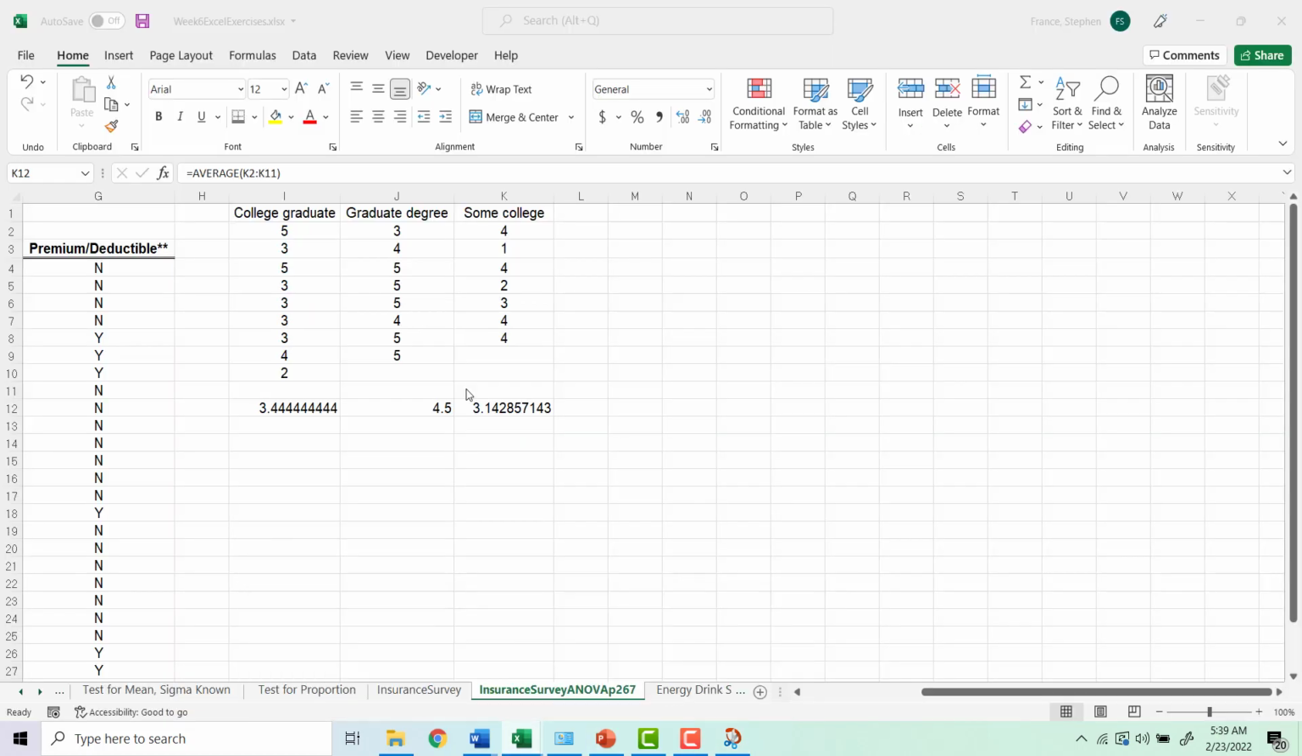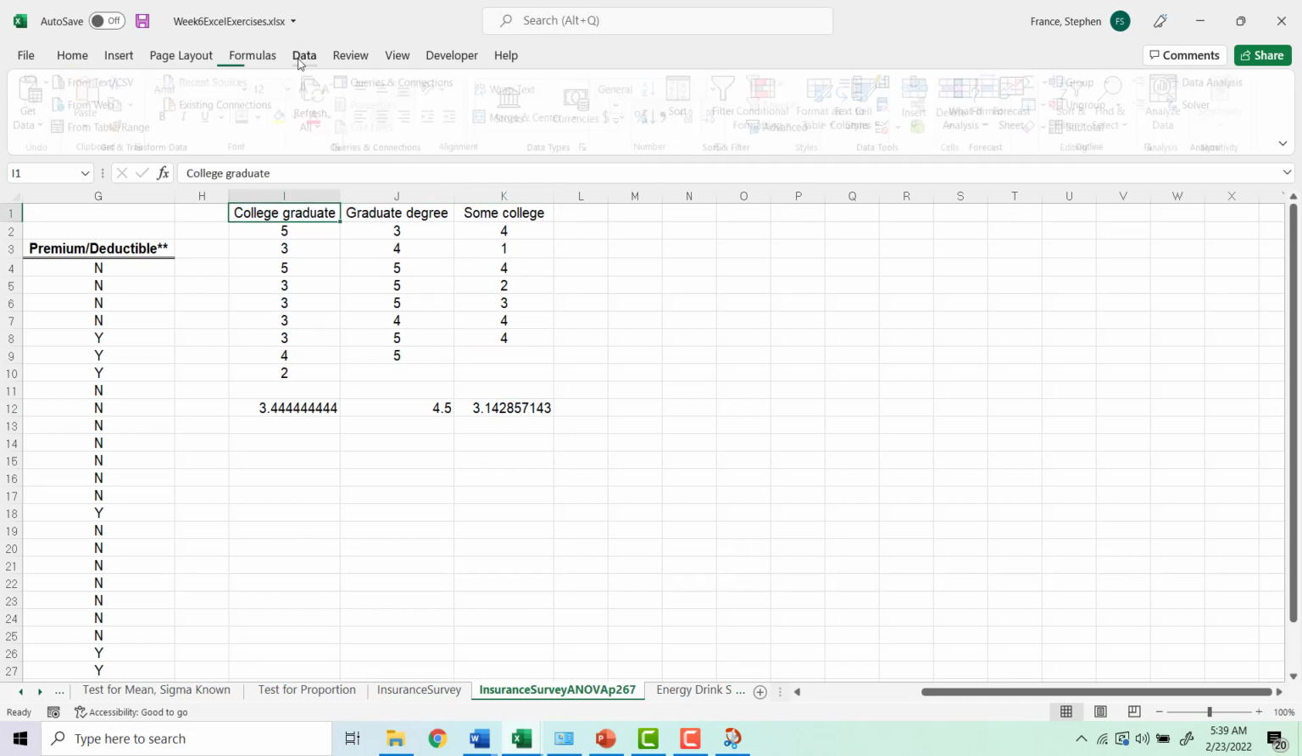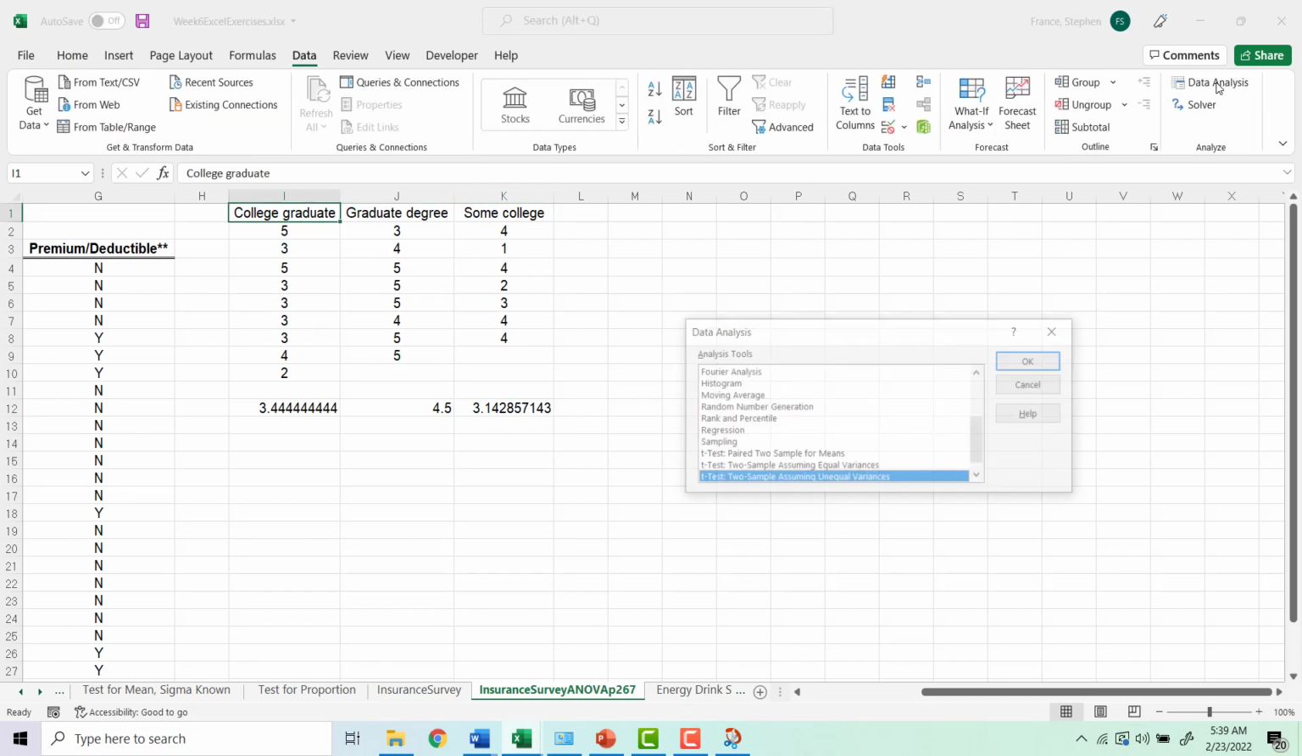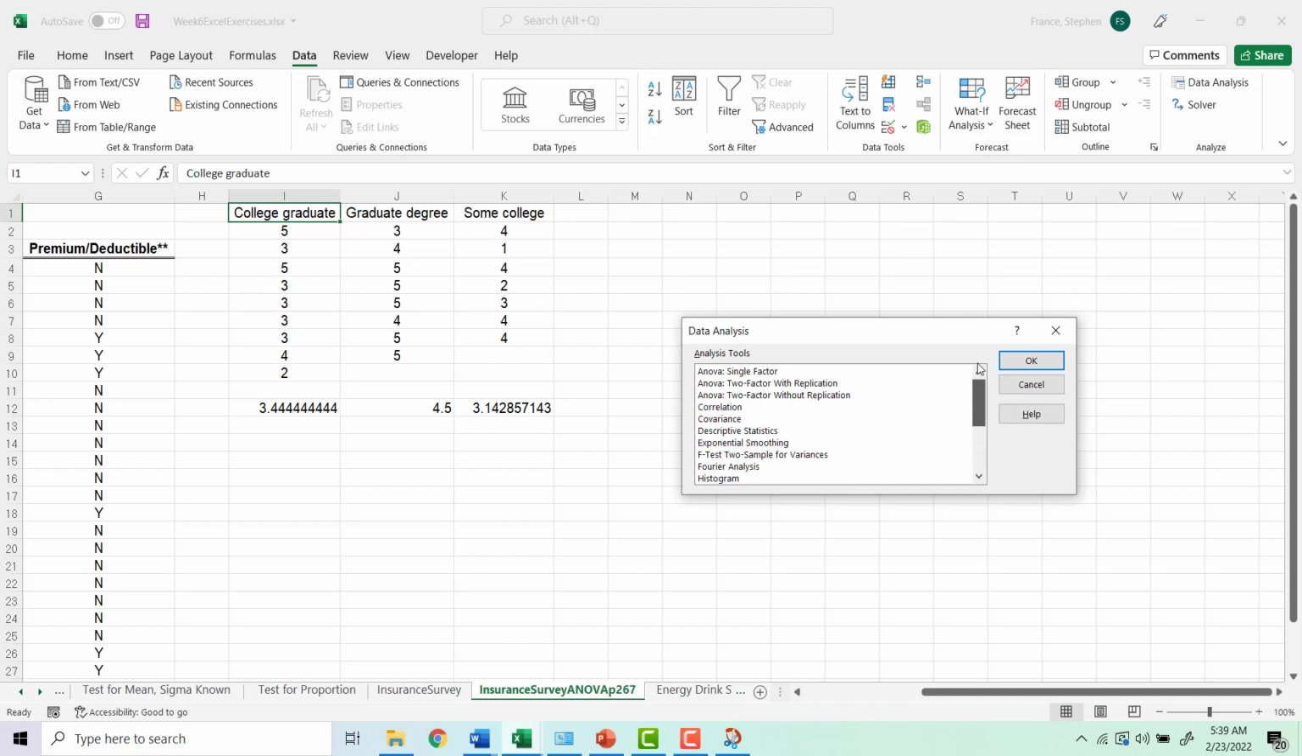Now we have the data in the correct format. And we're going to go to Data Analysis, and ANOVA: Single Factor.